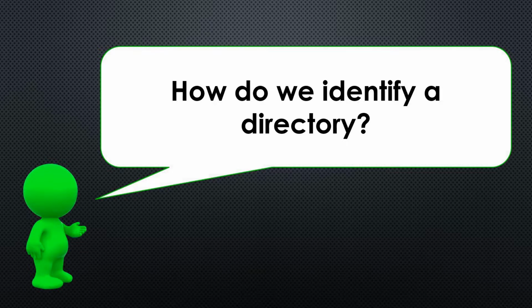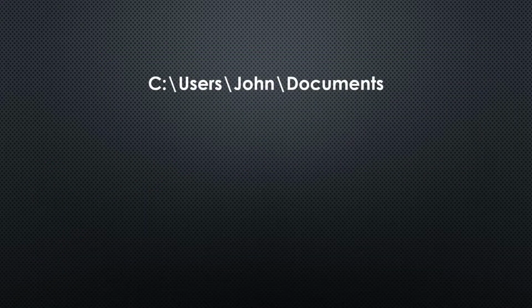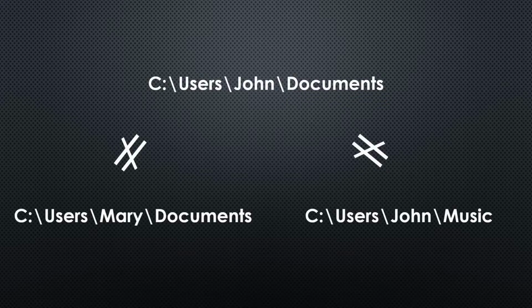This is actually much easier than you might think and can be easily explained using this example. What this means is we take the C disk, which normally represents the main physical disk inside your computer. We then take the folder containing the list of all users. We then select the folder containing all the details related to John, and finally we identify John's documents folder. So this directory would be different to either of the bottom two.